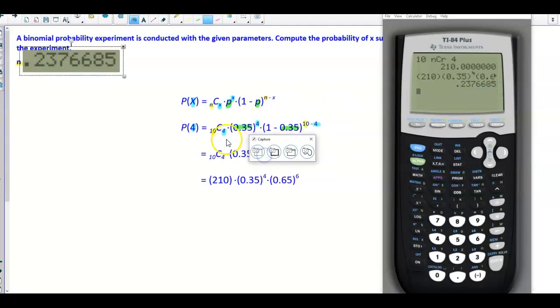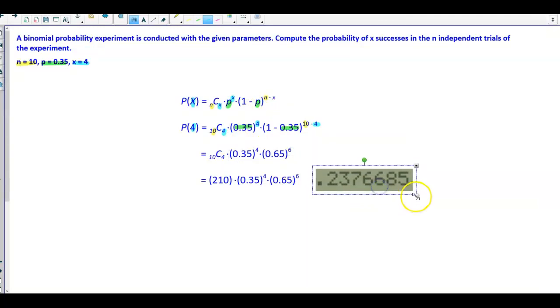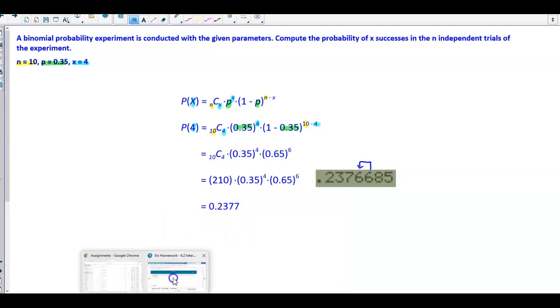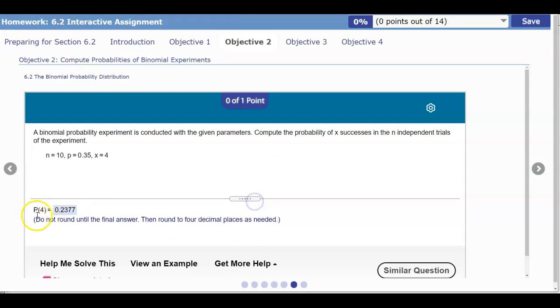0.2376685. So here is our result. Now we're going to round this to 4 decimal places. The 6 tells us that we need to round this number up to a 7. So therefore we get our answer as 0.2377. And let's take a look at our result here. The probability of 4 successes is 0.2377.